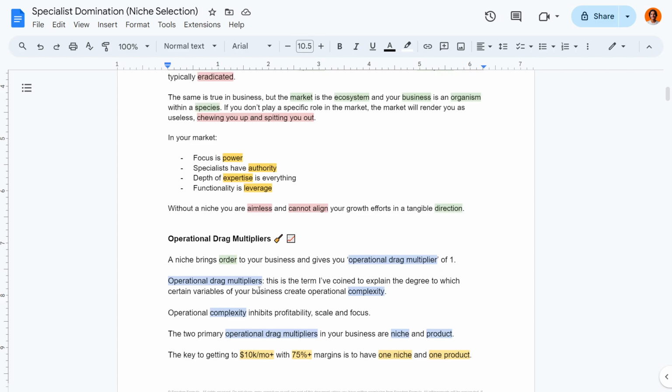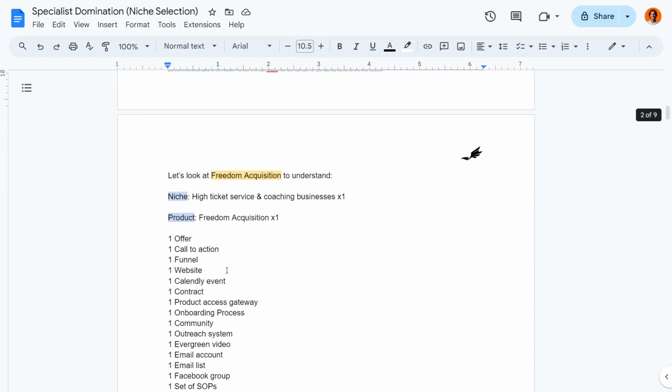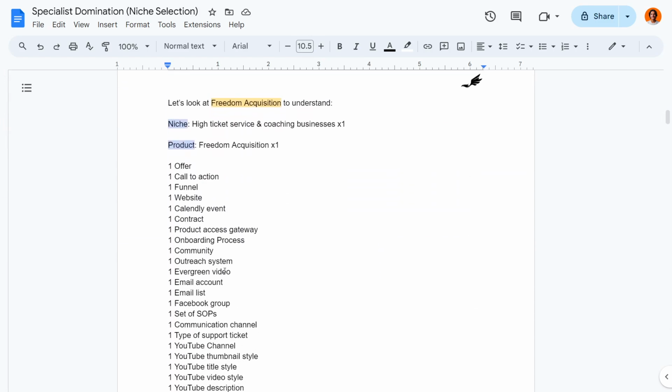So that's one thing. Now, the two primary operational drag multipliers in your business are niche and product. These two things, niche and product, basically combine together to make an operational drag multiplier. And trust me, the key to getting $10,000 plus per month with 75% margins is to just have one niche and one product. Let's take a look at Freedom Acquisition.